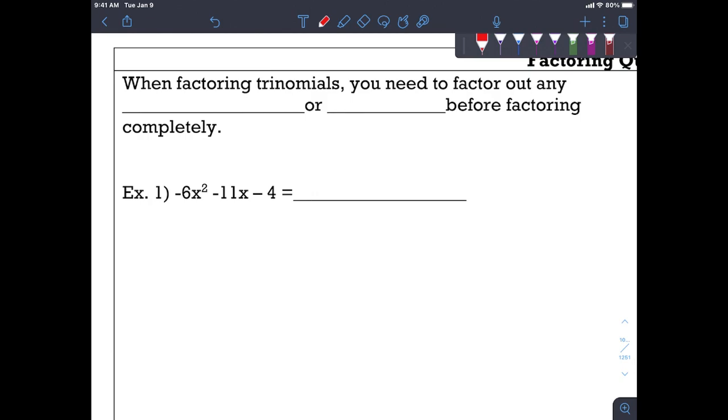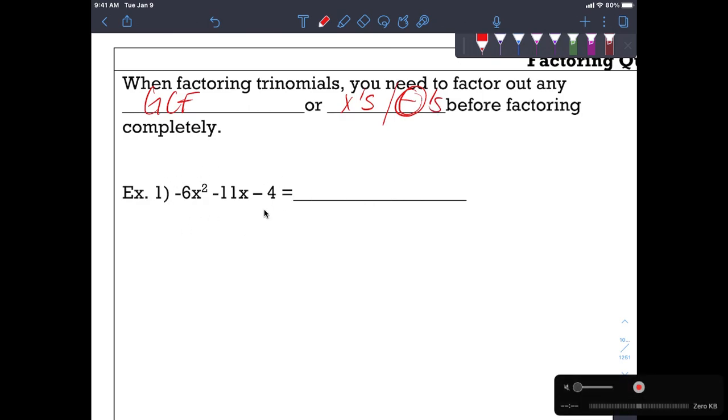So when factoring trinomials, you need to factor out any greatest common factors, x's, or negatives before factoring completely. For example, I see here that this guy has a negative. Now, whenever you come to the STAR test, they are going to leave the negative in there, which drives me crazy. But that's okay. That is improper math.